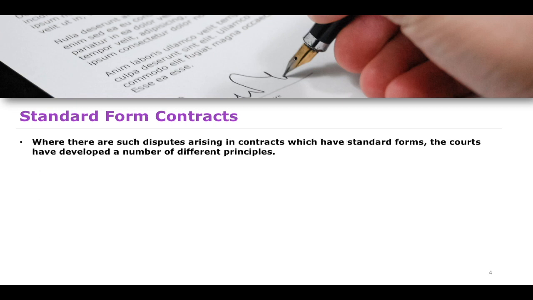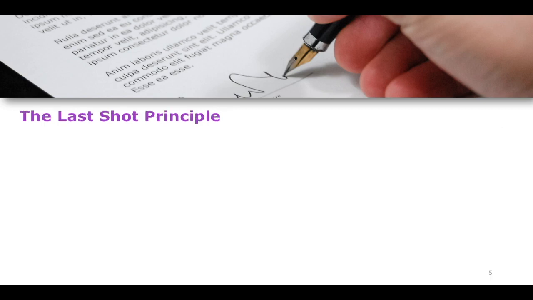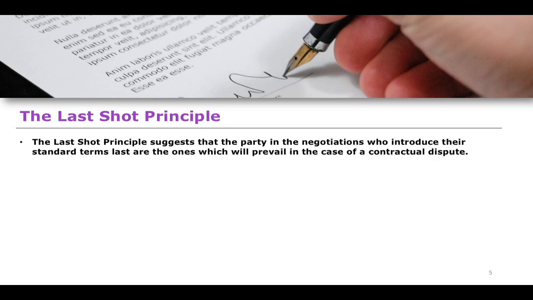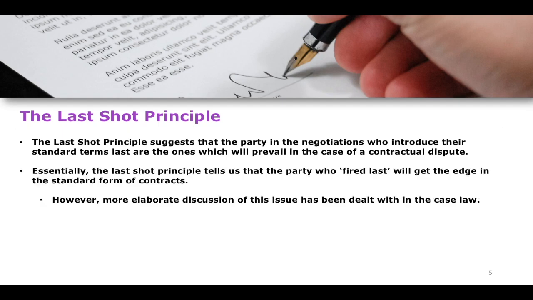Where such disputes arise in contracts with these kinds of standard forms, the courts have developed a number of different principles. The first of these is known as the last shot principle, which suggests that the party in negotiations who introduces their standard terms last is the one that will prevail in a contractual dispute. So if you have a lot of back and forth, lots of offers and counteroffers, the ones who introduce their terms last, and whose terms are then accepted so that a contract is established, will prevail over any of the others in a contractual dispute. Essentially, the person who fires last will get the edge in standard form contracts.